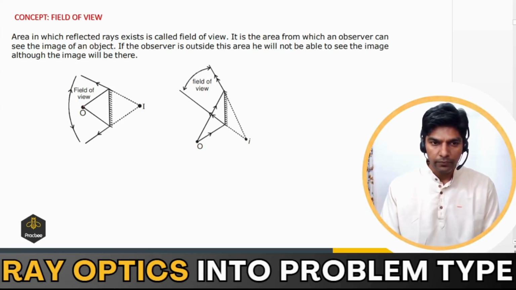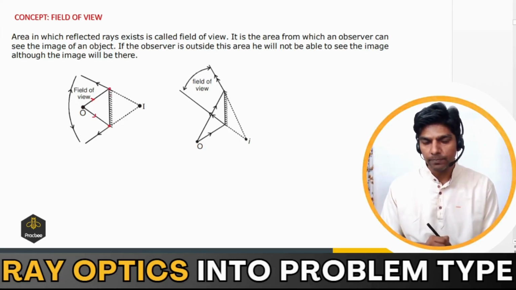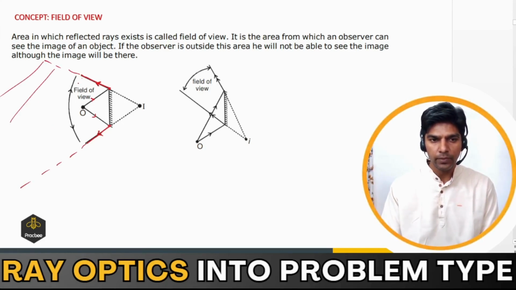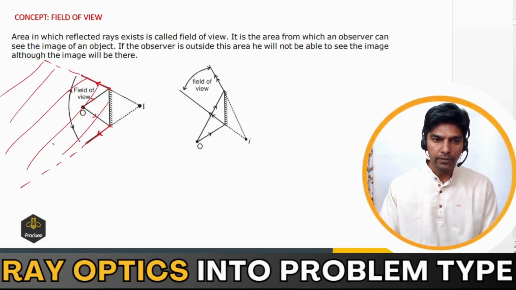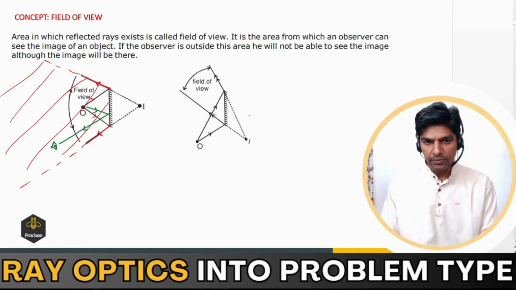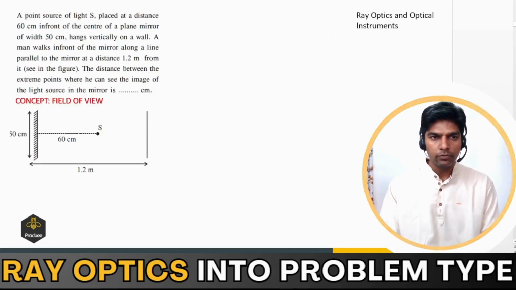For example, if I consider incident rays at the extreme of the mirror, and these are the reflected rays, I can say the area bounded by these reflected rays will give us the field of view, because if you are placed in this region, you will be able to see the image of the object. For example, if you are placed here, there will be a ray getting reflected from the mirror, and this reflected ray is getting into your eye, and you will be able to see the image. I hope this concept is clear. Now let us see the question based on this concept.